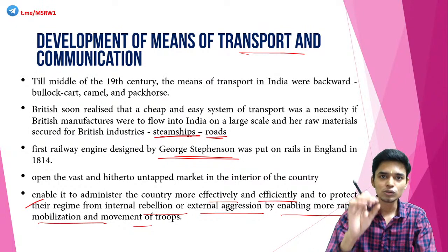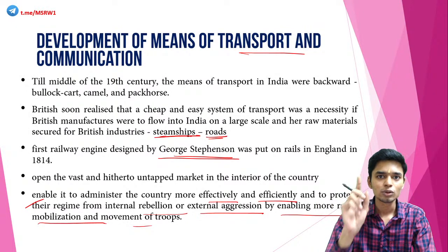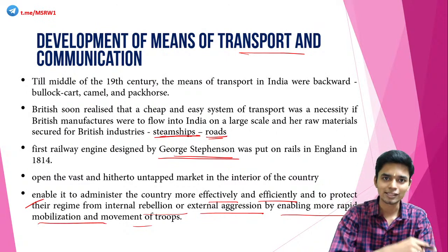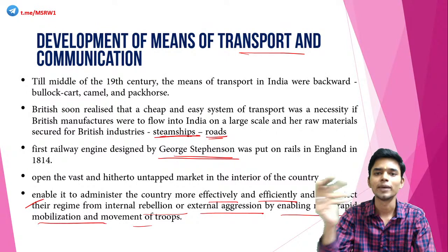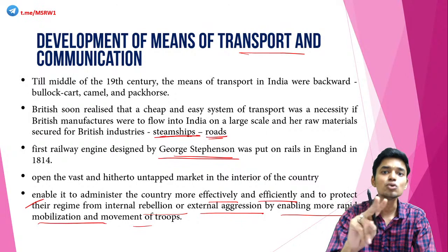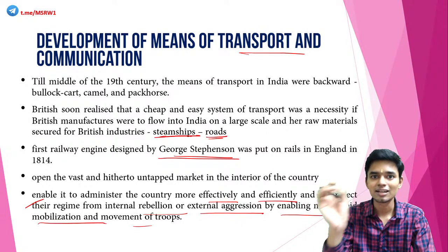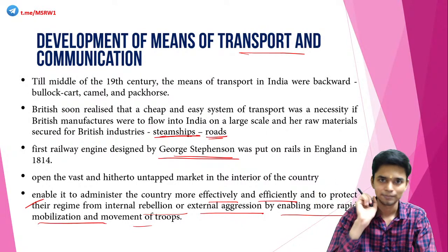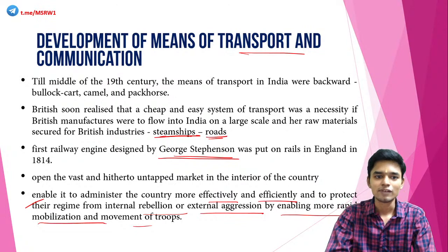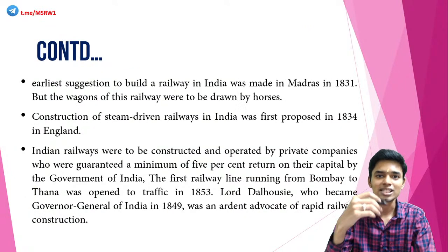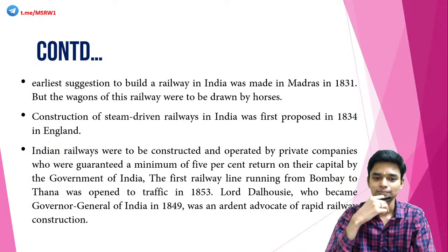So the British used railways for two purposes. One, to connect the interiors of India to the export terminals such as Bombay or Madras or Calcutta, and two, to deploy their troops efficiently and effectively in a very small amount of time. Clear? So the development of means of transport and communication helped the English East India Company in a huge way.